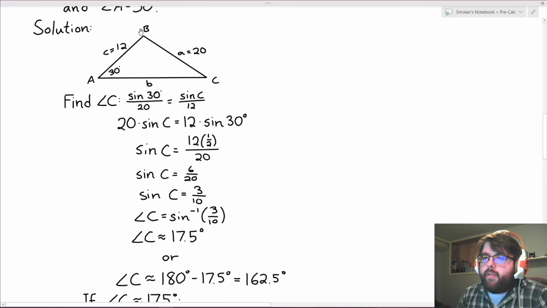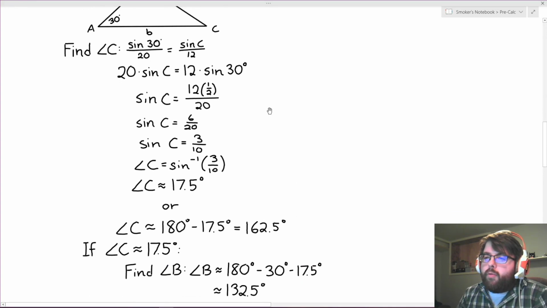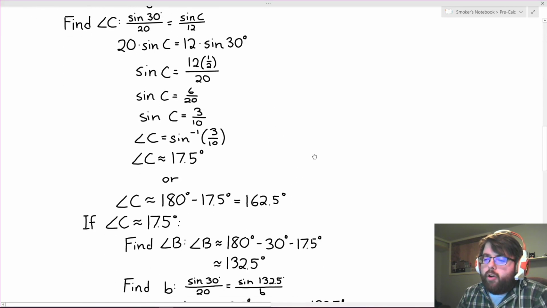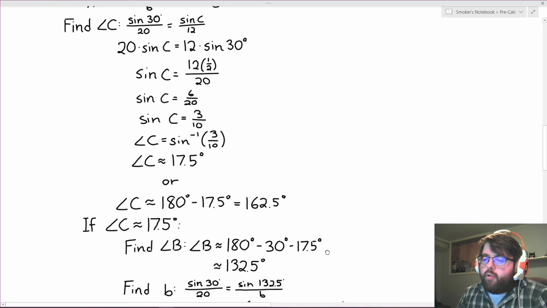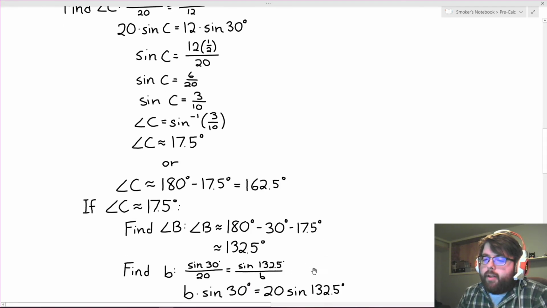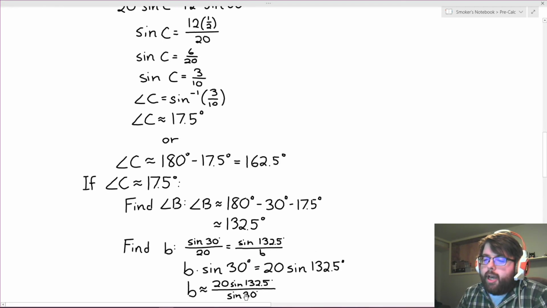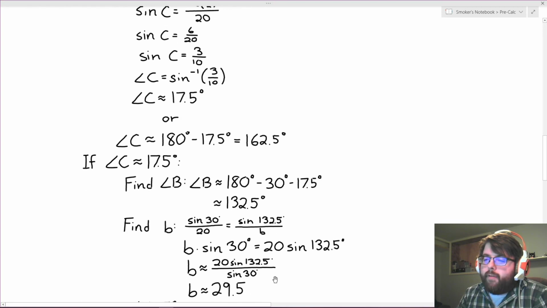To find side B, I'm just going to scroll back up. So now that I know this, I can find side B by setting sine of 30 over 20 equal to sine of the angle measure we found, 132.5, over what we are looking for. Okay? Cross multiply, divide by sine of 30, put this in your calculator, and you get 29.5.